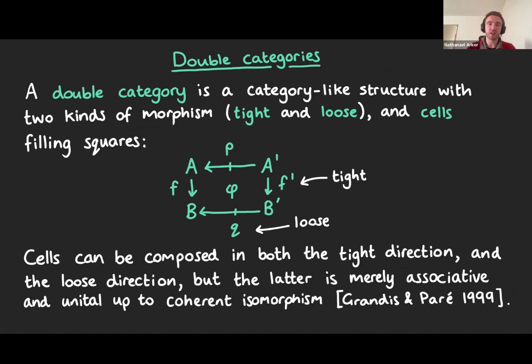So let me briefly record what a double category is, and then I'll say why we might be interested in looking at convolution for double categories. So a double category is a structure a bit like a category, but we have two kinds of morphism. One kind of morphism I'm going to draw vertically, and I'll call these tight morphisms. And the other class of morphisms I'll draw horizontally, and I'll call these loose morphisms. So along with these two kinds of morphism, we have data which fills squares like this, which I'll just call cells.